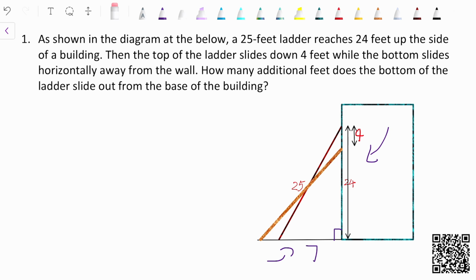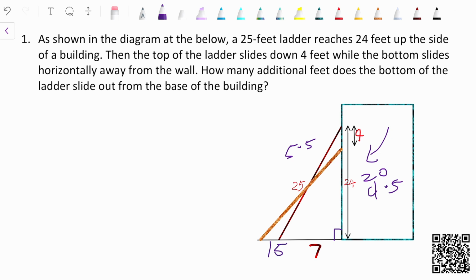I'm going to draw in the same texture pen as the original ladder, just to make it more clear. Since it slid down 4 feet, the new distance would now be 20, and since 20 is equivalent to 4 times 5, and 25 is equivalent to 5 times 5, this means that the last side will be equivalent to 3 times 5, also because of our Pythagorean triple. Therefore, this last side is 15.